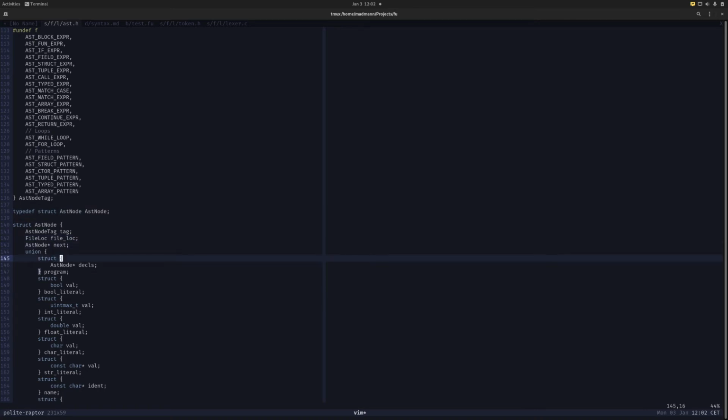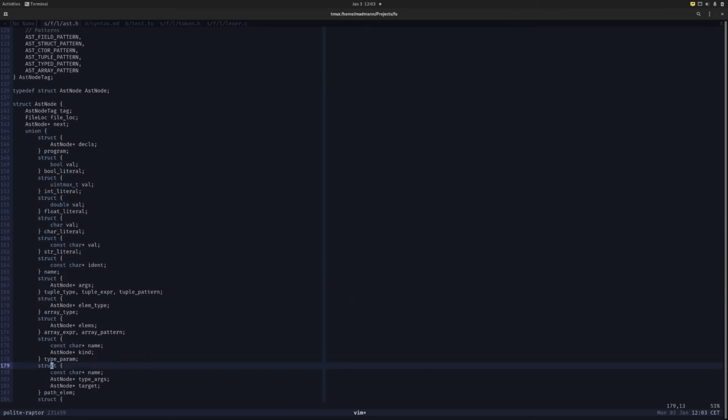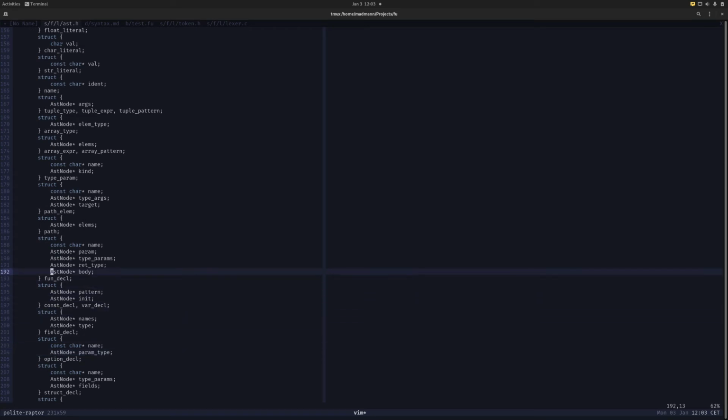Then there's the actual union here of all the possibilities, because, well, a function doesn't have the same arity, the same number of children as another node. So each node has its own element in this union. For instance, a program has a list of declarations, a literal of type bool has a boolean value, and so on and so forth. A function here has a name, parameters, type parameters, a return type, and the body. Of course, the return type being optional can be null. The type parameters can be optional, so they can also be null, and so on and so forth.